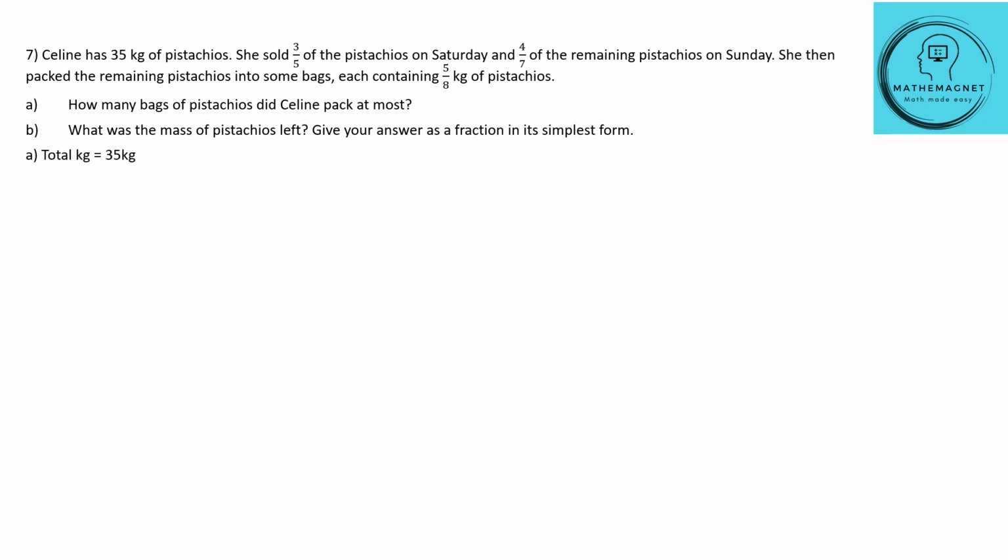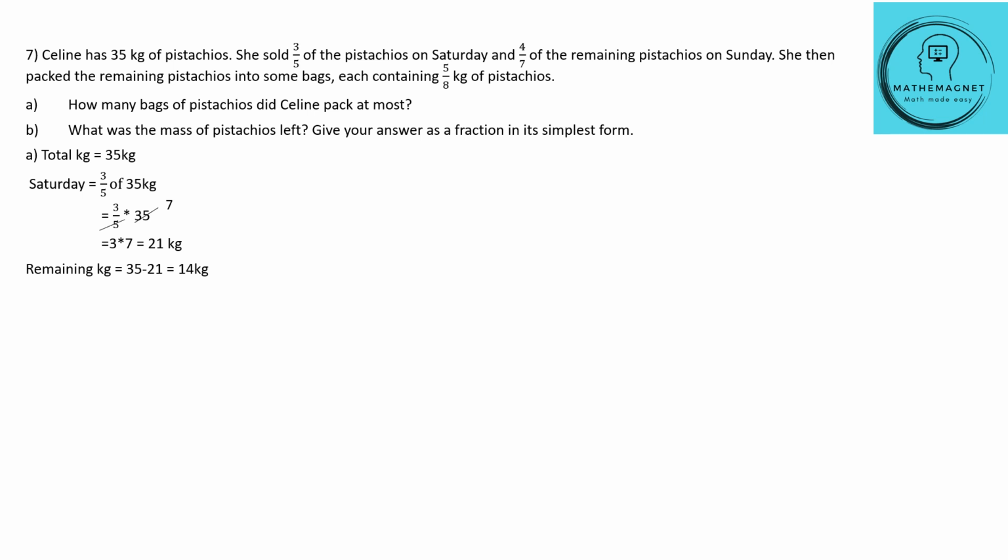So to begin with, we know that she had a total of 35 kgs of pistachios. Now on Saturday, she sold 3 by 5 of 35 kg. That is 3 by 5 into 35. 5 and 35 cancel out 7 times, so it becomes 7 into 3, which is 21 kgs. So on Saturday, she sold 21 kgs. Now the remaining will be 35 minus 21, which is equal to 14 kgs.